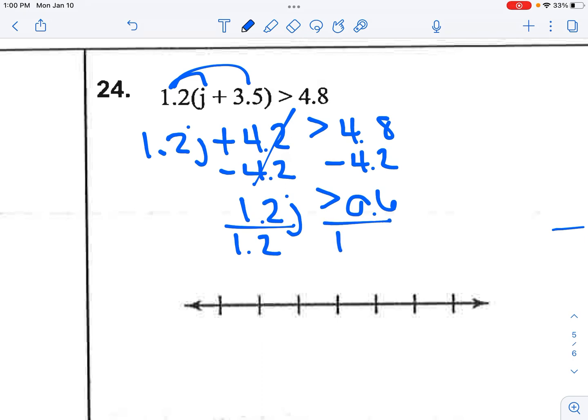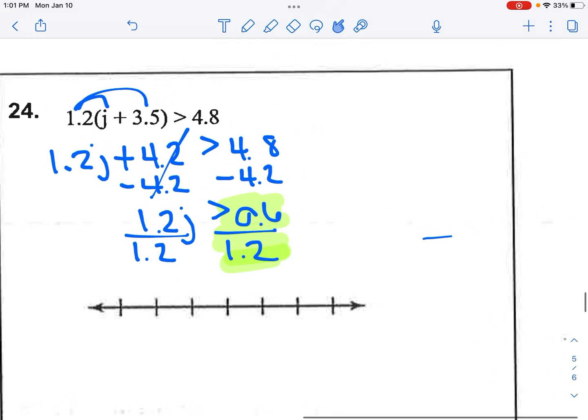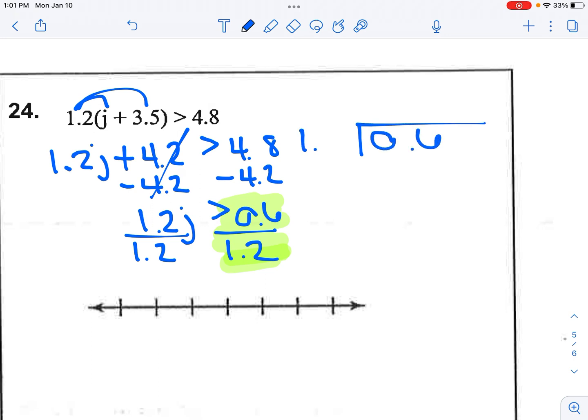Divide by 1 2/10 on the left, divide by 1 2/10 on the right. Be very, very careful. You're going to be tempted to put that 1 2/10 on the inside divided by a 0 6/10. That is not what the problem says. The problem says, what is 0 6/10 divided by 1 2/10? When you look at a division problem written as a fraction, the top number always goes on the inside, the bottom number always goes on the outside.